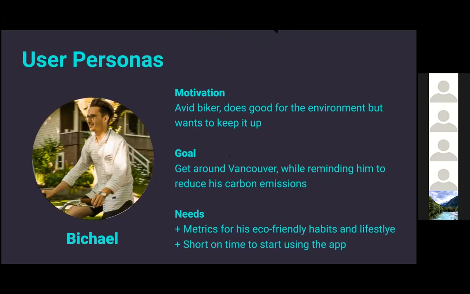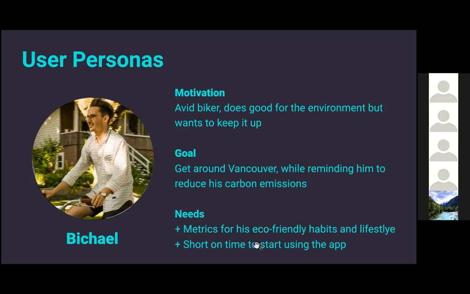Okay, so he likes to get around Vancouver, but he also wants to remind himself to reduce his carbon emissions, like how he can optimize. So this guy is a power user. He wants metrics for his eco-friendly habits and lifestyle, and he's short on time to start. He wants to use this app really quickly.